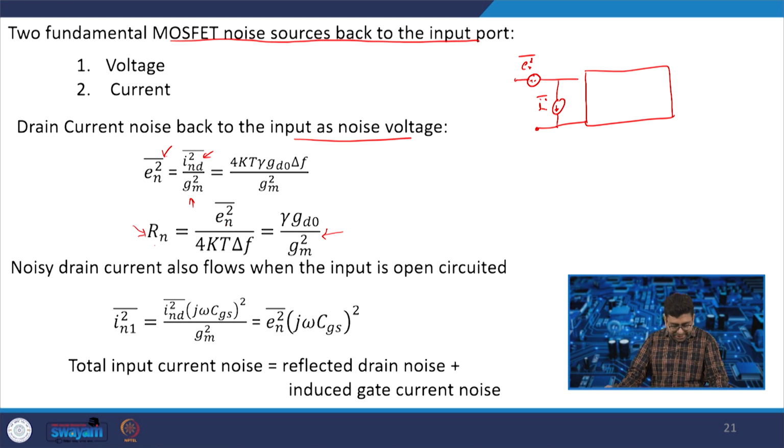Now, the noisy drain current also flows when the input is open circuit.